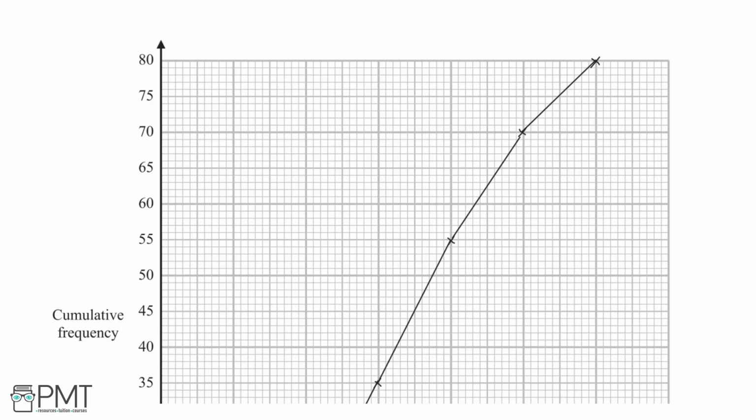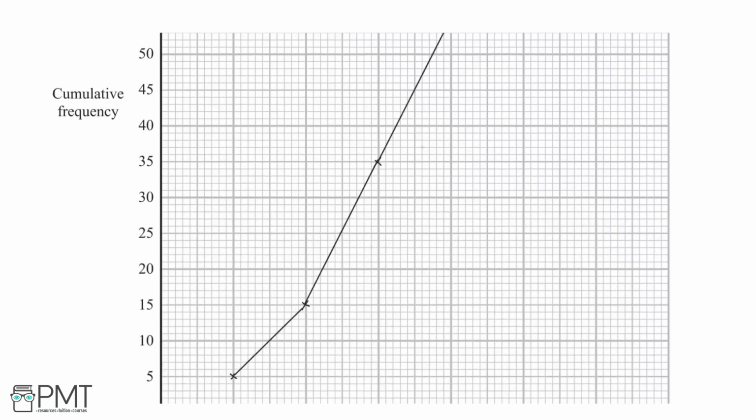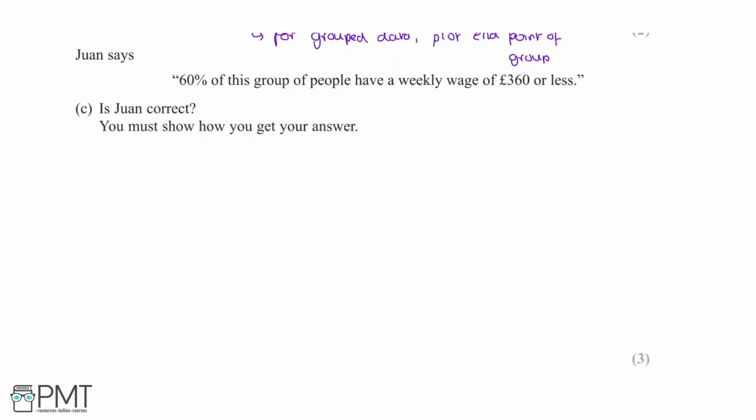The first mark comes from 5 or 6 points correctly plotted, which we have done. So we can give our first mark for the correct points. And then our second mark comes from a fully correct graph. So I'm going to give ourselves a second mark for fully correct. We are then told, Juan says 60% of the group of people have a weekly wage of £360 or less. Is Juan correct? We must show how we got our answer.